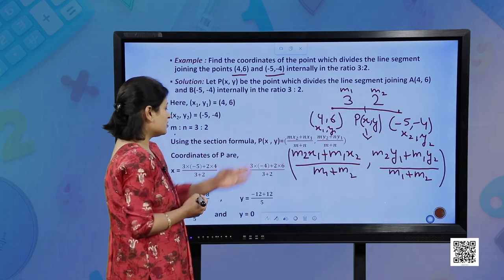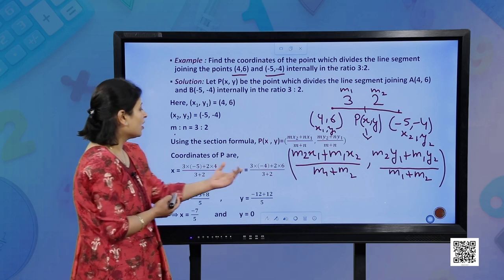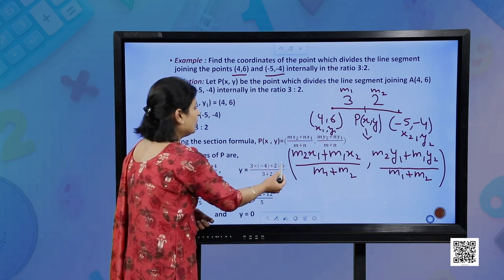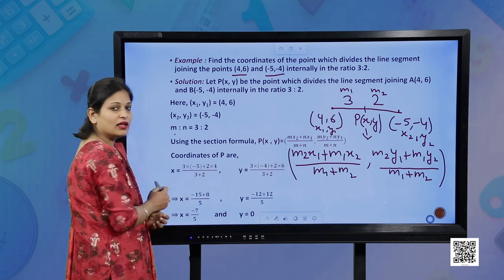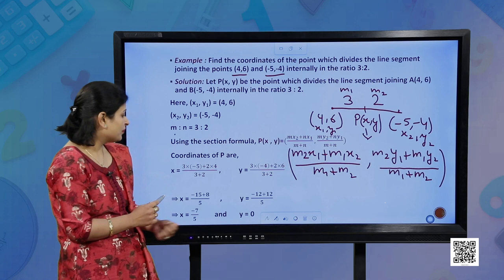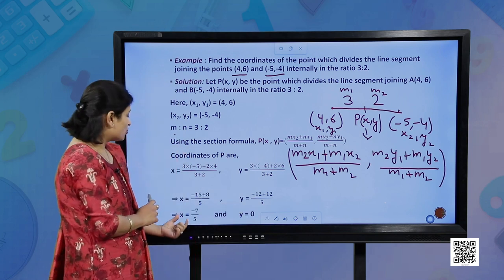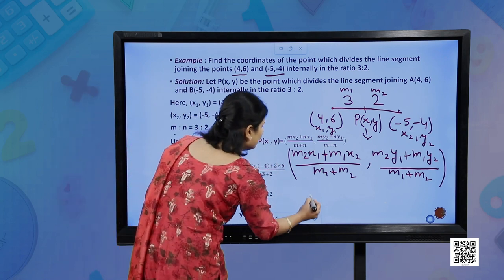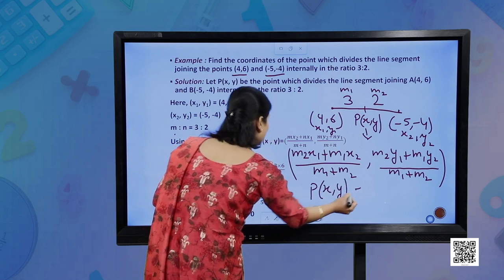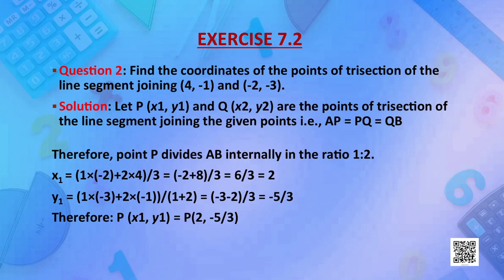Now, simply substitute the values for this. What will you get? (3 into -5 + 2 into 4) divided by (3 + 2), and for y, (3 into -4 + 2 into 6) divided by (3 + 2). After solving, you will get -15 + 8 in the numerator and 5 in the denominator, and for y, in the numerator you will get -12 + 12 and in the denominator 5. So, the value of x will be -7 by 5 and the value of y will be 0. So, the point (x, y) will be (-7/5, 0).